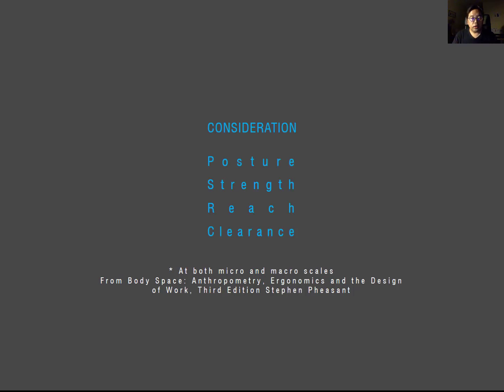So consideration: our posture, strength, reach, and clearance. Clearance is especially important for our design, because this clear space basically comes from body data, which is body movement or minimum body requirement. This is actually from the anthropometric data, right?